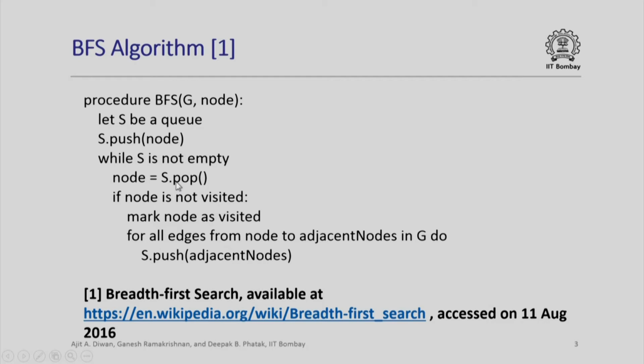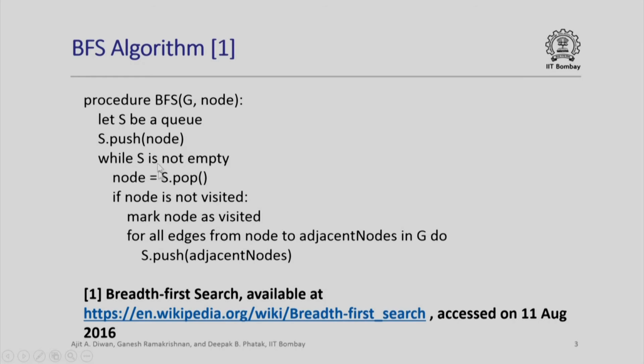We will pop the node, and if the node is not visited, we mark the node as visited, and for all edges from the node adjacent in G, we push the adjacent nodes onto this. It is a very simple algorithm, but note a very fundamental difference. The difference is that while I may push at the back, the popping will always happen from the front. That is the property of the queue.